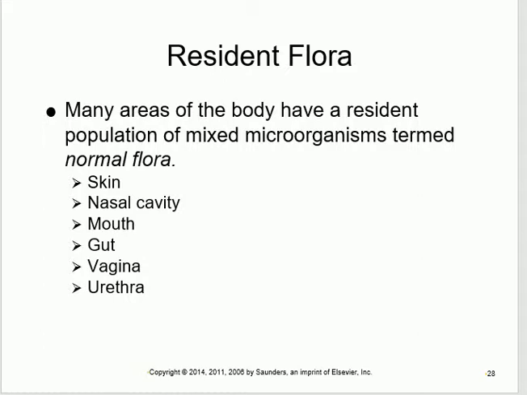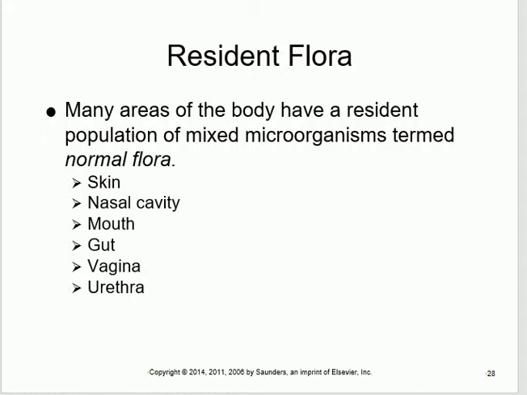Where do we have these flora? Of course, you have all different types of microorganisms on your skin, on your mucous membrane, in the nasal cavity, anywhere in your gut, small intestine, large intestine, in the vagina, in the urethra. So it's basically outside on the skin, mucous membranes, and any spaces or cavities inside your body. You have the normal flora, and it's a mix of microorganisms.